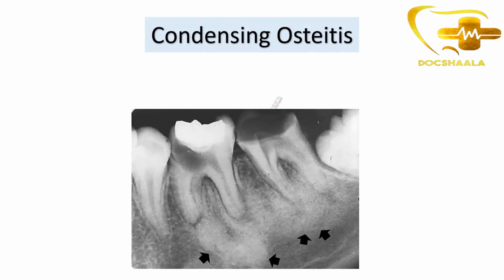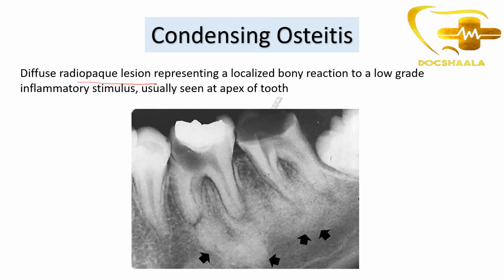Condensing osteitis. This is a completely different entity from all that we have seen till now. It is a diffuse radio-opaque lesion representing a localized bony reaction to a low-grade inflammatory stimulus, usually seen at the apex of the tooth. We can see the osteitis like bone formation, a radio-opaque lesion. It looks like some bone that is condensed gradually. It is seen at the apex of the tooth. So this is condensing osteitis. It can be diagnosed easily on a radiograph.